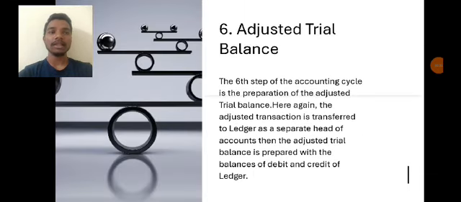Sixth one is adjusted trial balance. The sixth step of the accounting cycle is the preparation of the adjusted trial balance. Here again, the adjusted transactions are transferred to the ledger as a separate head of accounts. Then the adjusted trial balance is prepared with the debit and credit balances of the ledger.